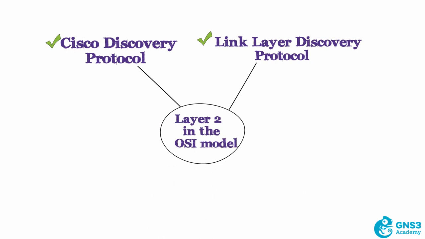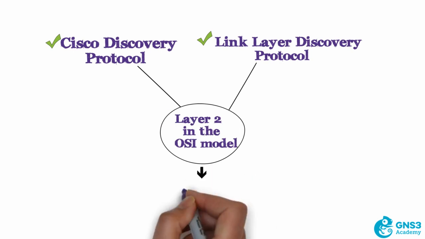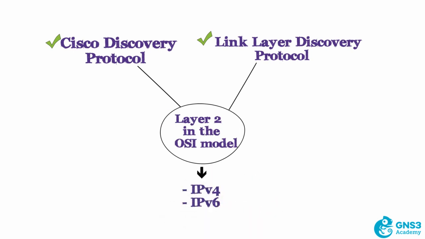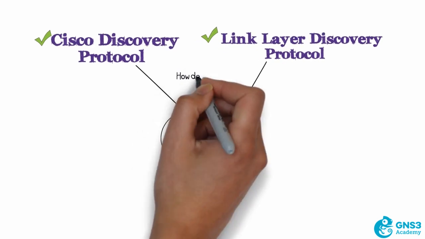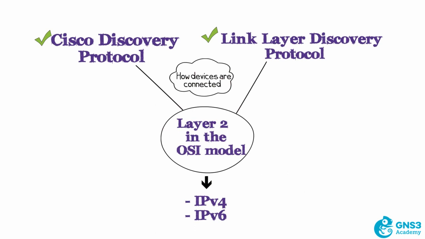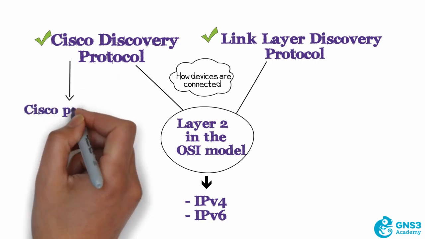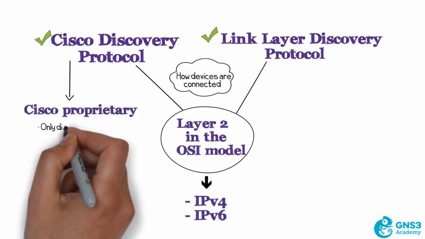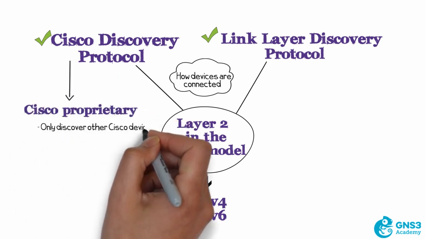This runs independently of protocols such as IP version 4 and IP version 6. CDP and LLDP are a great way to discover how devices are connected and allow you to verify documentation as well as create new documentation. CDP is Cisco proprietary and will typically only discover other Cisco devices.